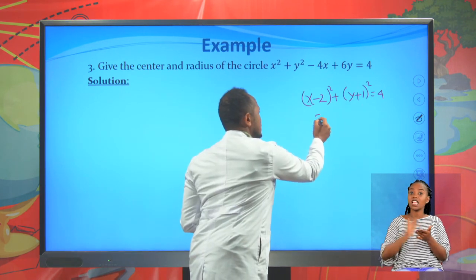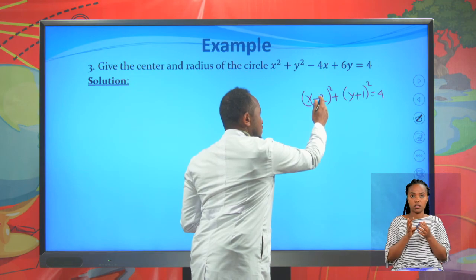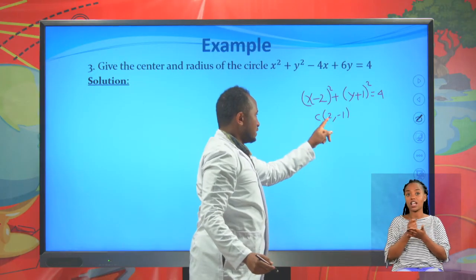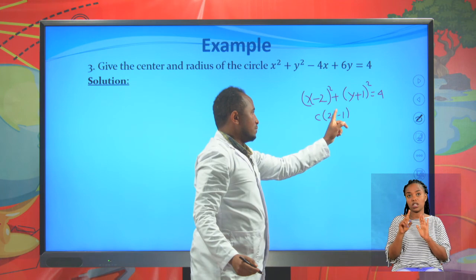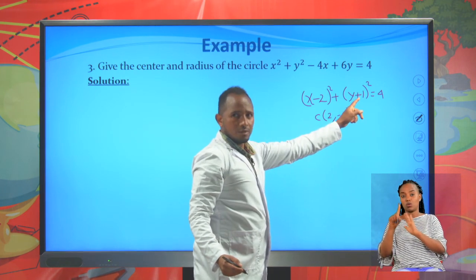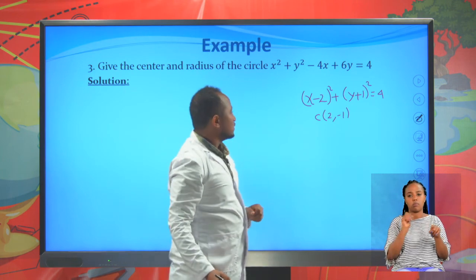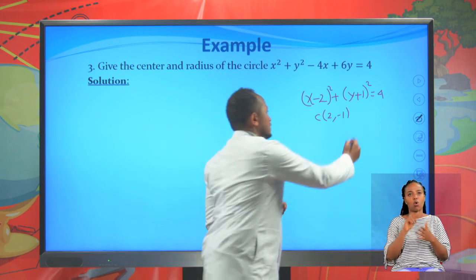The center will be the opposite of these values. The center is (2, -1). Because when we write the equation, it is x minus 2, and y minus negative 1 becomes y plus 1. So you can simply take the opposite of the coordinates here. Therefore, it is (2, -1).